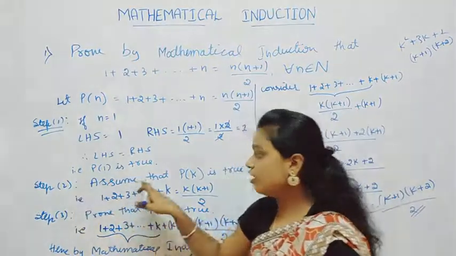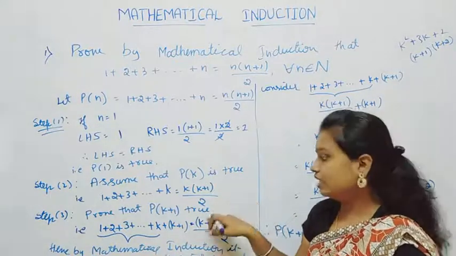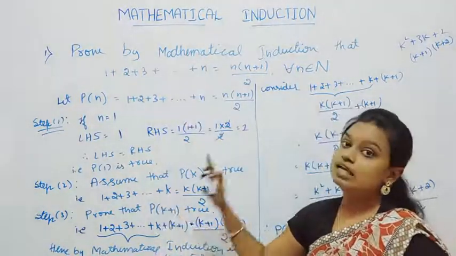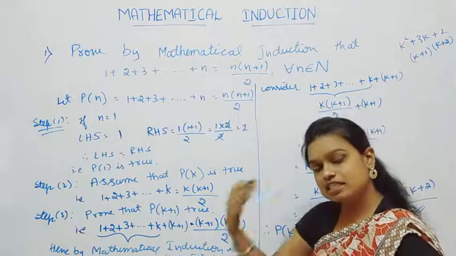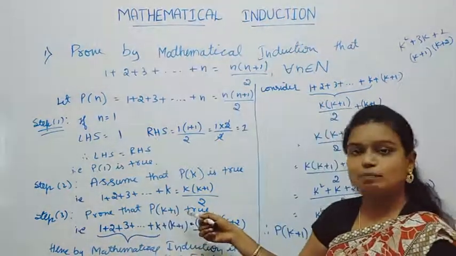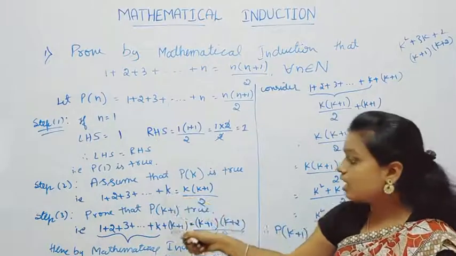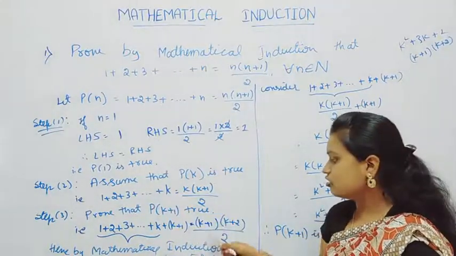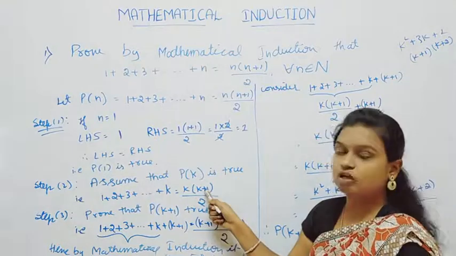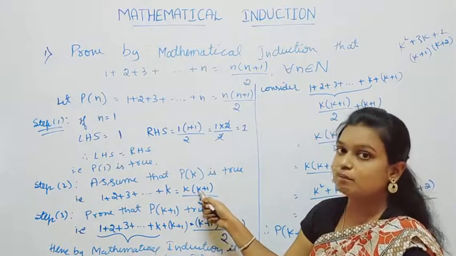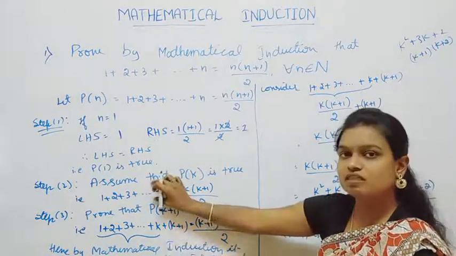In the second step we have to assume that the given statement is true for some k, that is assume that p of k is true. That is, in the place of n put k. In the third step we have to show that the given statement is true for n is equal to k plus 1, the next term. We have to prove that p of k plus 1 is true. So k plus 1 means after k the next term comes: 1 plus 2 plus 3 plus etc. plus k plus 1, that is equal to, in the RHS also put k plus 1 in the place of k. So it becomes k plus 1, and here already we have k plus 1. So giving k plus 1 to k, k plus 1 plus 1, that is k plus 2 divided by 2. We have assumed this, we have to prove this.